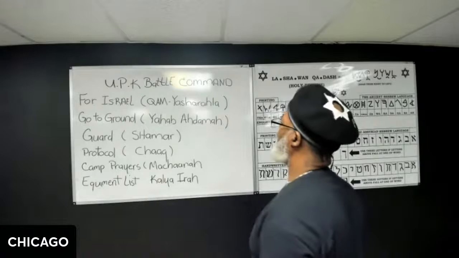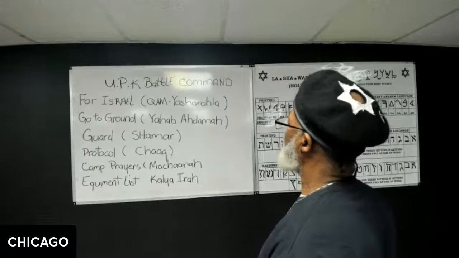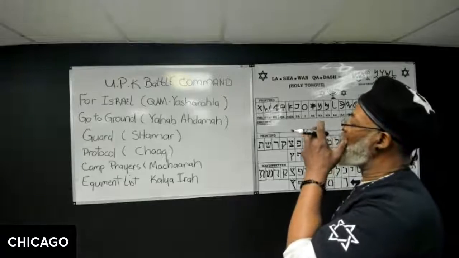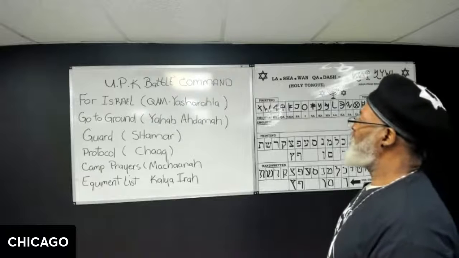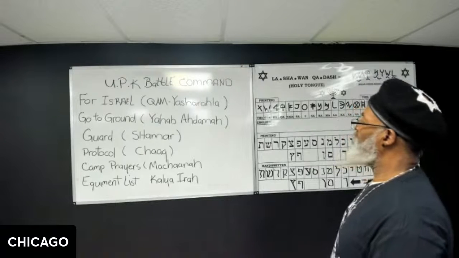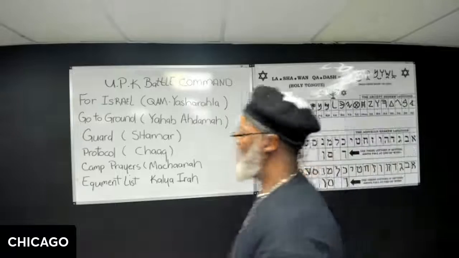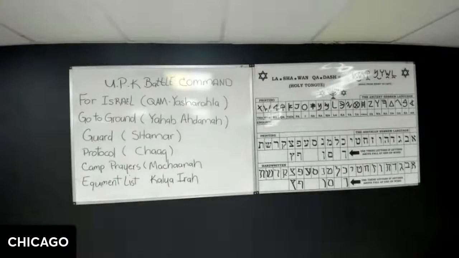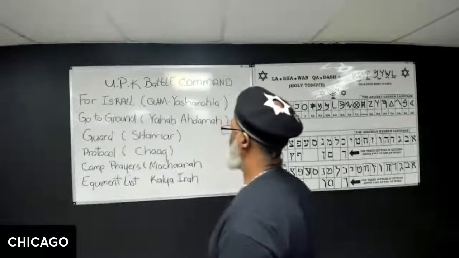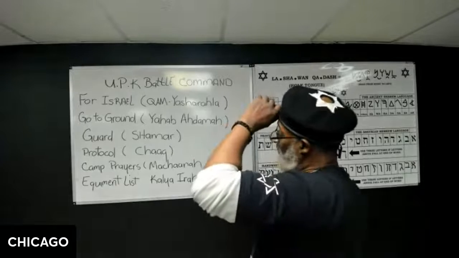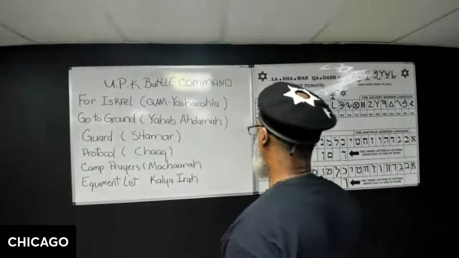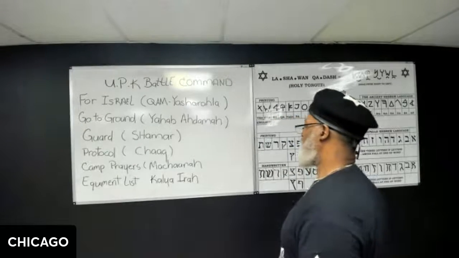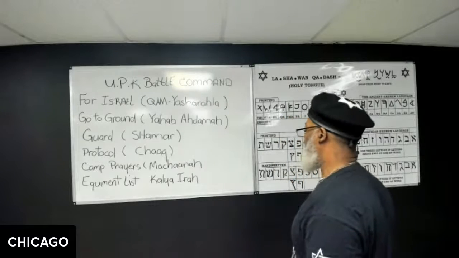Those are some of the battle commands for the Israel School of Universal and Practical Knowledge. From the top, one more time. For Israel, Kwam Yasharala, go to ground, Yaha Adamah, Salaki. Guard, Shamar, protocol, Kwak, camp prayers, Mahana, equipment list, Kaya Aram.